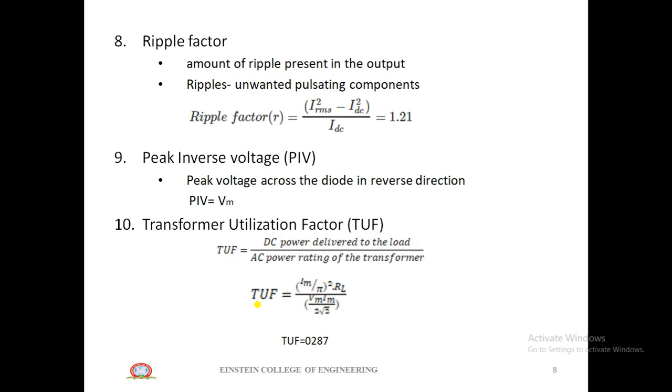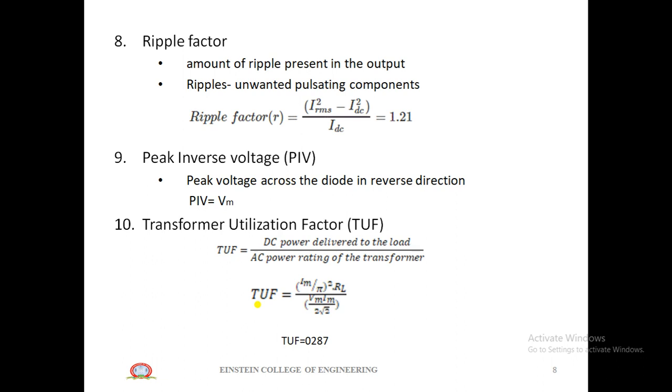Next is the peak inverse voltage. It is nothing but the peak voltage across the diode in the reverse direction, that is, when the diode is connected in the reverse biased manner. So for the half wave rectifier, the value is Vm.